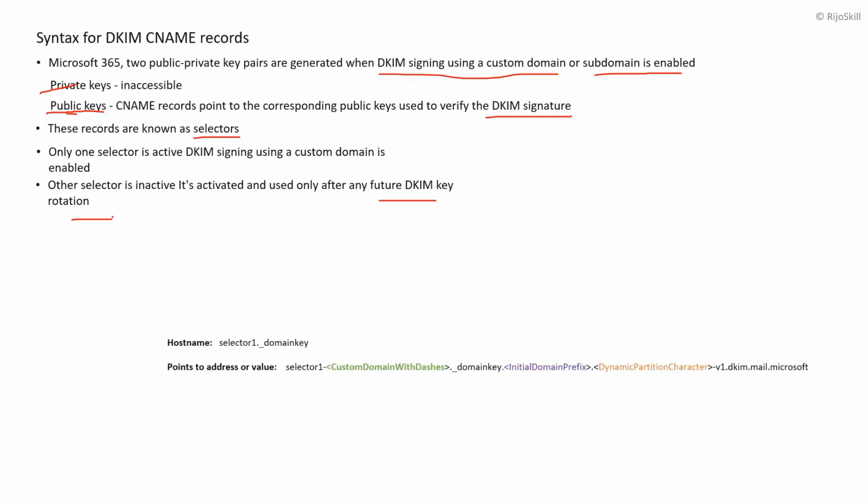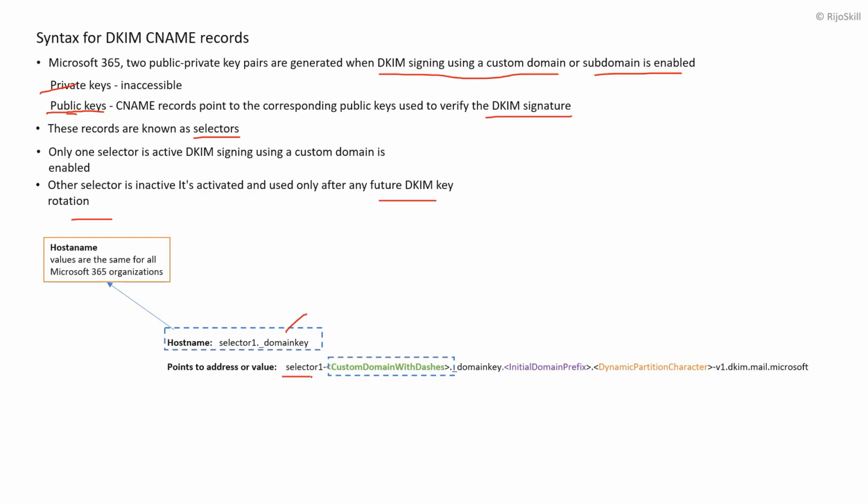Here you can see the syntax for your DKIM CNAME record. I will mention each part. This one is the host name. The host name value is the same for all Microsoft 365 organizations. You put the host name in your DNS record and point it to the address in the value. You can see selector1, then the custom domain with dashes.